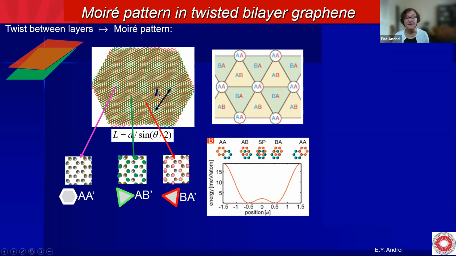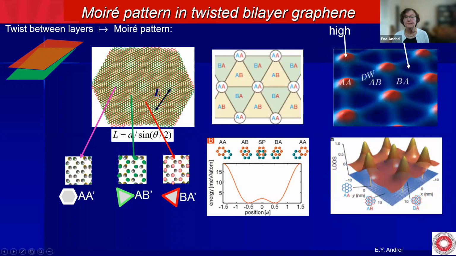What's interesting here is that energetically, the AA configuration is the most costly. It's about 20 milli-electron volt per atom. So it really does not like to form this AA configuration, whereas the AB and BA are much more favorable. In fact, when you have very small twist angles where the periods are very large, the AA regions shrink to about 10% of the moire unit cell because they are energetically so costly. For the same reason, the AA regions are a little bit higher than the other regions, and the density of states has a maximum on the AA region. This is what makes it possible to visualize these things in STM topography and spectroscopy.